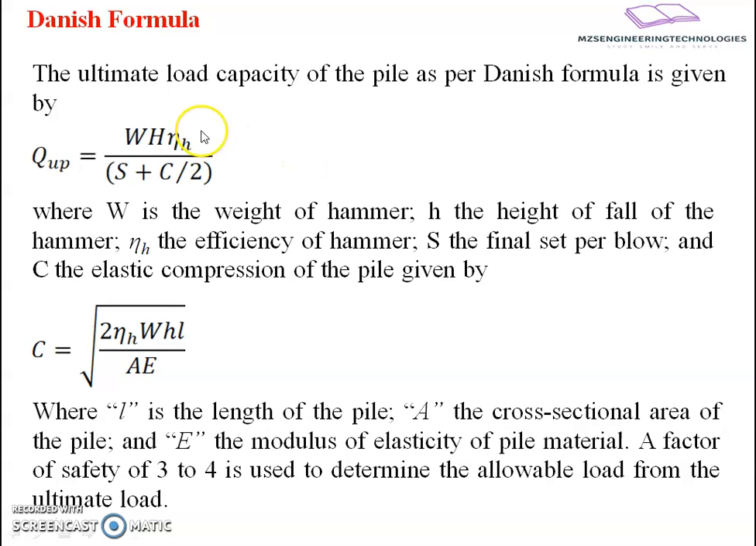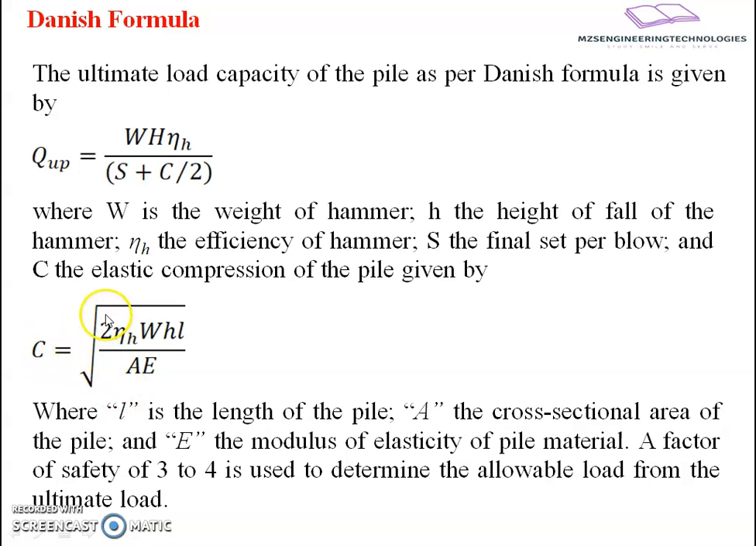One more formulation has come with the name Danish formula. In this formulation, the basic theme is the same. The product W H eta H divided by S plus C by 2. It is similar to that defined in terms of Hiley's formulation, but the change here is that the elastic compression of the pile is being taken into account. So instead of going for the characteristics of the soil or the piling, the resisting material is directly related to the pile material itself.